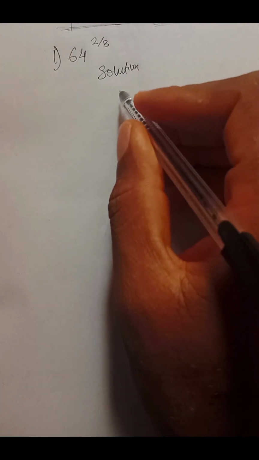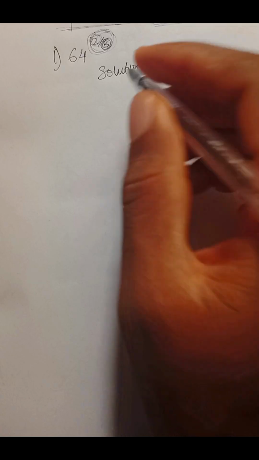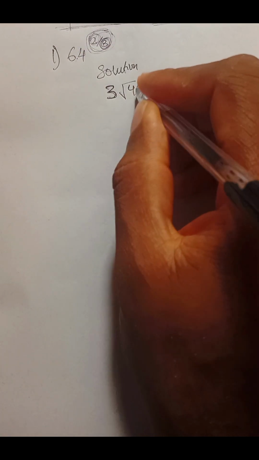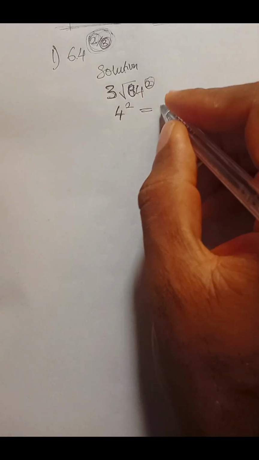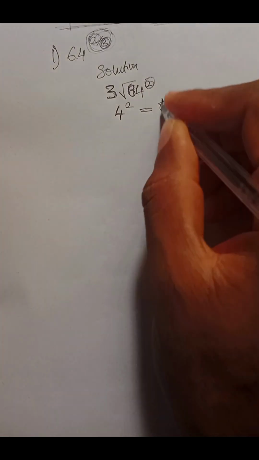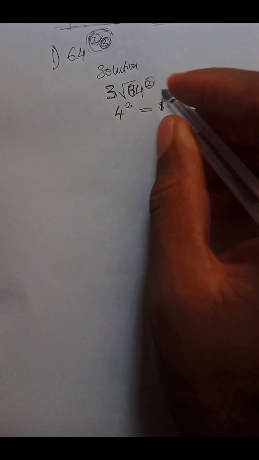If we apply the laws of indices here, when you have a fraction, you take note of the root and the power. So here we have the cube root of the number 64 raised to the power of 2. The cube root of 64 is 4. So 4 raised to the power of 2 is equal to 16, 4 times 4.